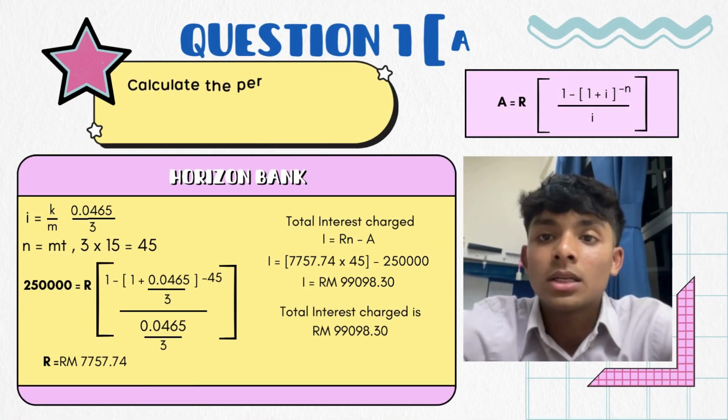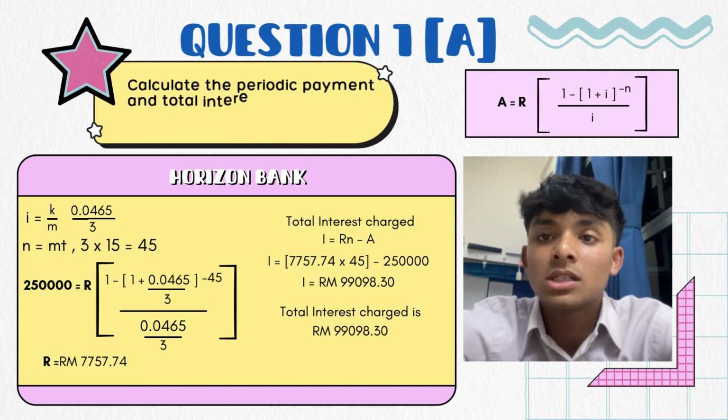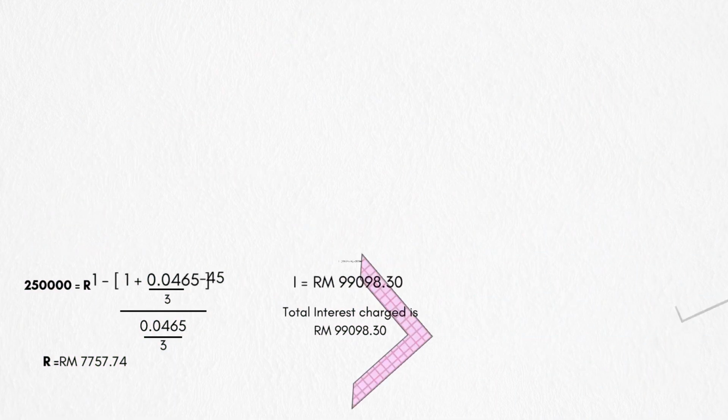For Horizon Bank, i is 0.0465 per 3, n is 45. Then we apply the formula A equals R, then we get 7,757 ringgit and 74 cents for R for Horizon Bank. Then apply I equals Rn minus A and we get the total interest charge for Horizon Bank is 99,098 ringgit and 30 cents.